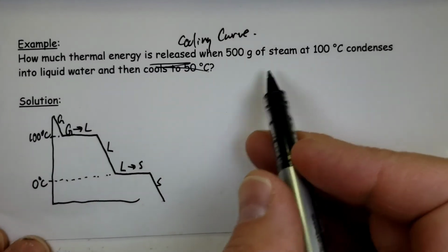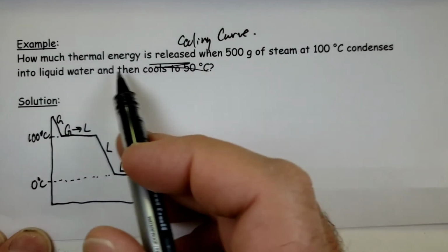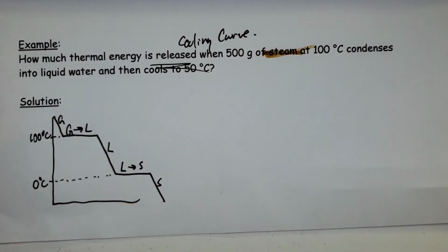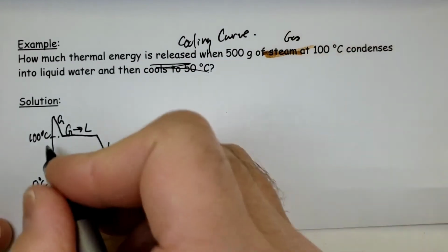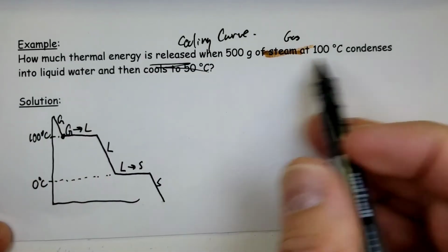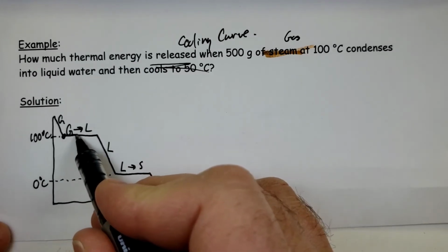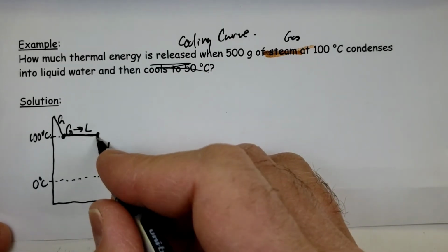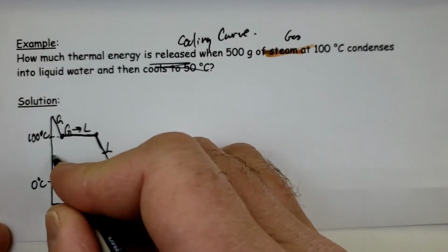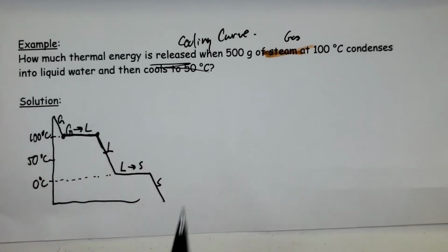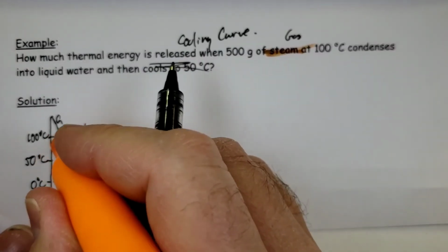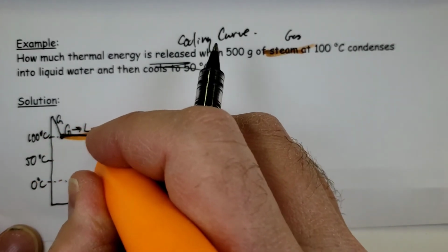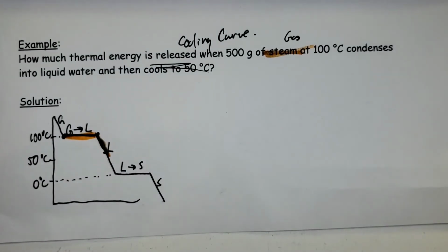So here we have it at 100. So we have steam. Steam, of course. Gas, it's at 100. So I think we're starting here likely. Condenses into liquid water right here. So that's that spot. And then cools down to 50, or as you guys like to say, 50. So it looks like we have two regions here. Steam condensing into a liquid and then cooling down until we're at 50. So we have those two regions there.